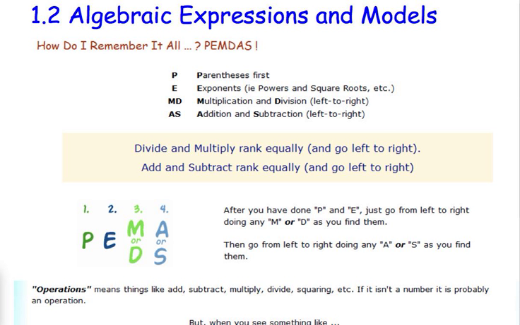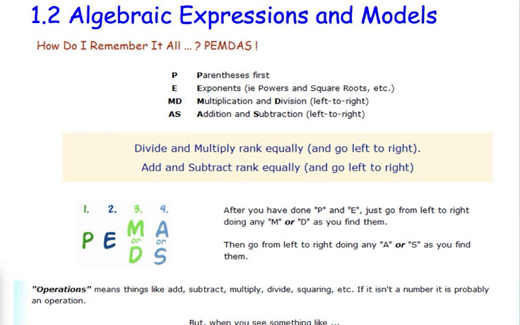Okay, in algebraic expressions and models, you've got parentheses, exponents, multiplication, division, and addition, subtraction, and you work from left to right on the multiplication, division, and the addition, subtraction. So be careful. Multiplication or division can be flip-flopped. Addition, subtraction. But again, you work from left to right. Do inside the parentheses. If there's nothing to do, move on to the outside.